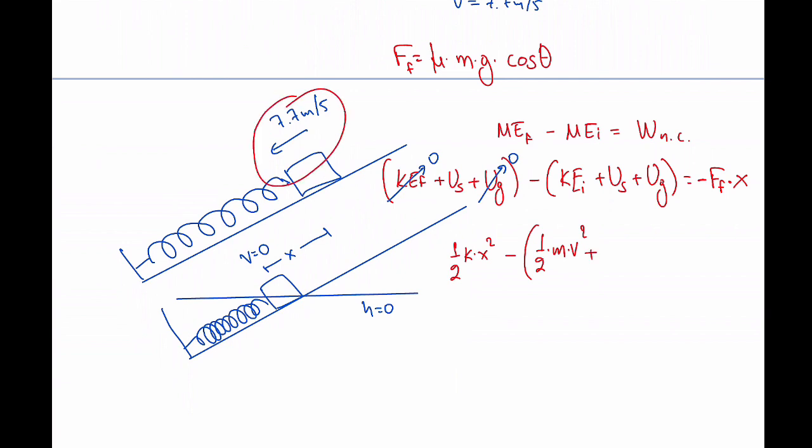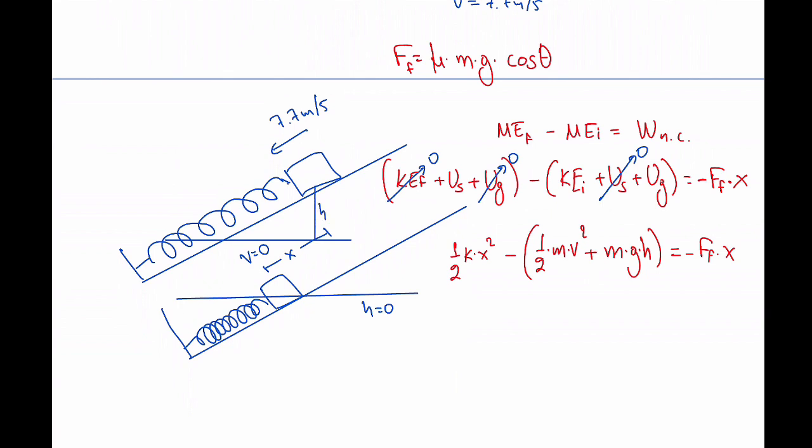At the start, the spring is at its natural length, it doesn't have any displacement, so the potential energy by the spring is 0. And the gravitational potential energy is mass times g times height, and this is minus force of friction times x. Now, the only variable that we need to calculate is the variable x. However, this height is the height from the position where the object is moving with 7.7 meters per second.